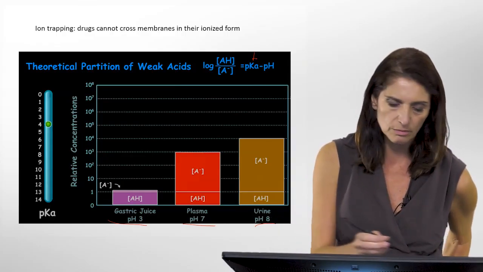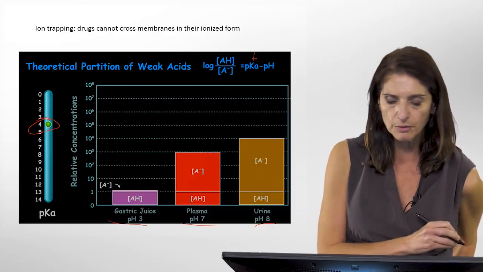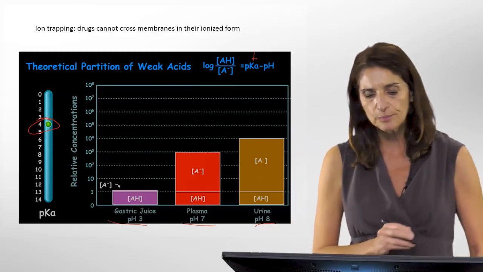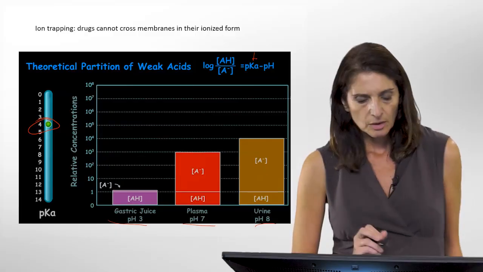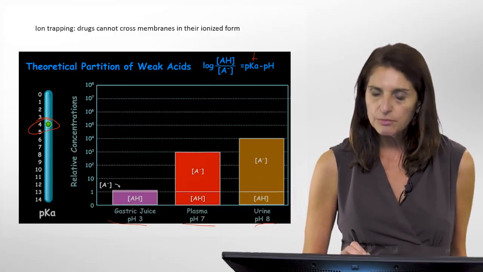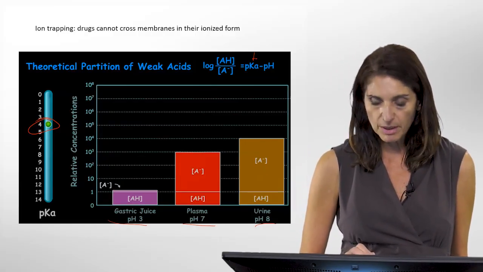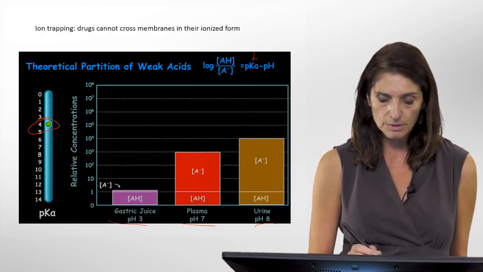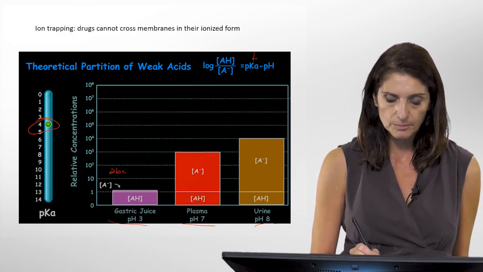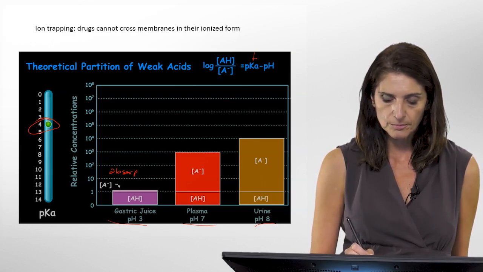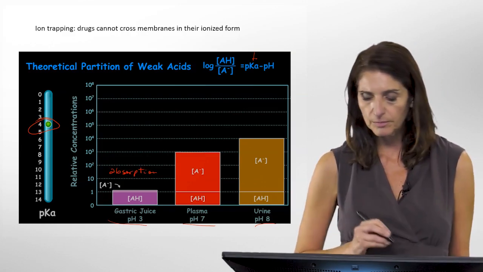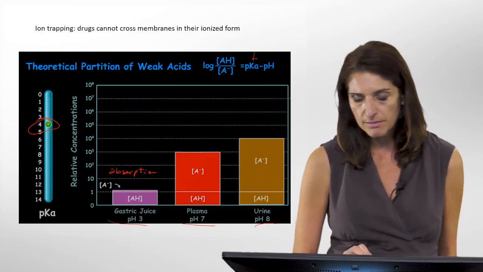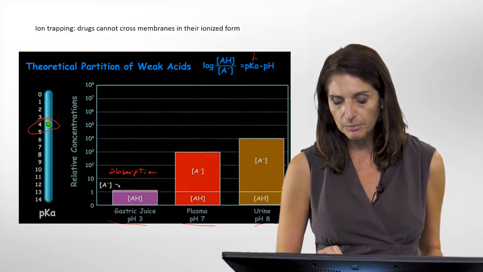So we already saw that given the pKa of our drug, and let's assume the pKa is 4, so that's the number we are using for our hypothetical drug. In the gastric juice, the drug is primarily non-ionized, and so will be absorbed in the stomach. So here we have absorption. From there, it is taken up in the plasma.